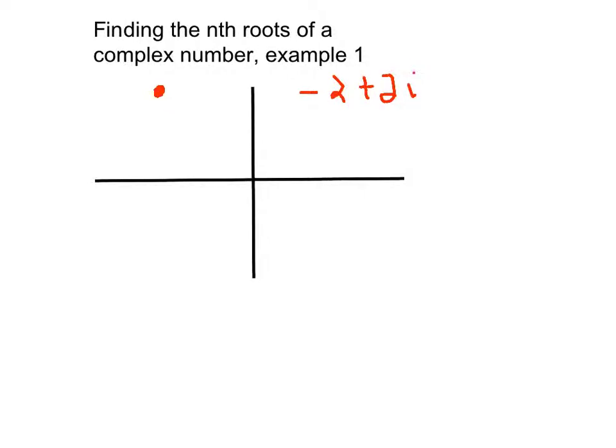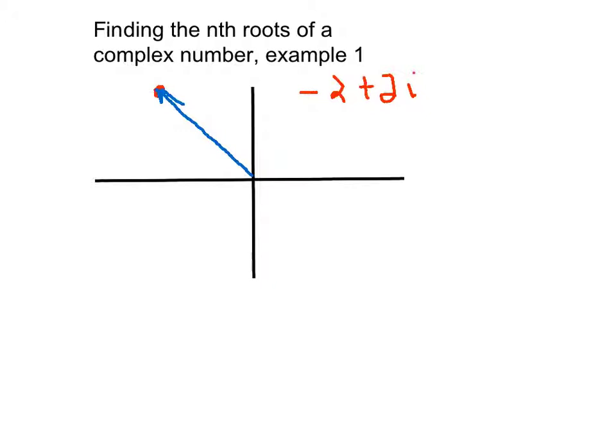As we continue our explanation of trigonometric form of complex numbers, one of the things that we've been working with is finding the nth roots of any complex number. So I've got the complex number negative 2 plus 2i displayed for you. And I want to convert that over to the trigonometric form of a complex number before we can find the nth roots of this. So one of the things that I need to know is the magnitude of this.